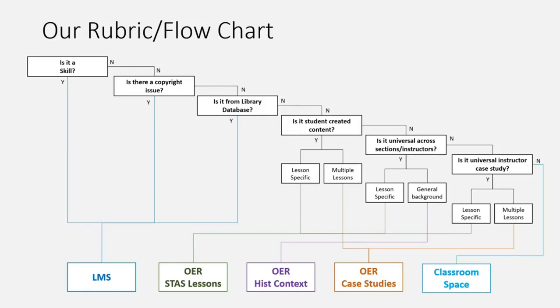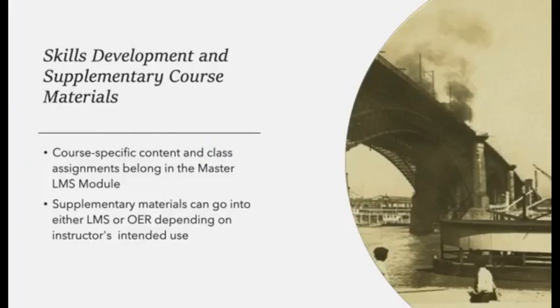While our flowchart is for a history course with student-created content, the rubric could easily be modified for other courses and projects that face similar issues of multiple types of content, specific course materials, and required background information. Course-specific content and class assignments should go into the Master LMS module.